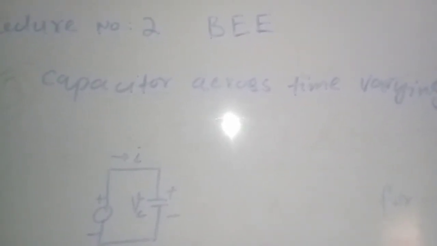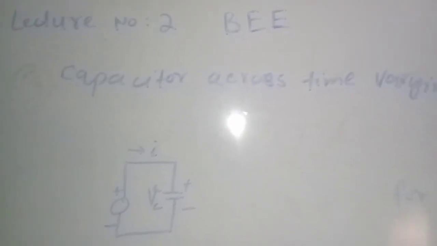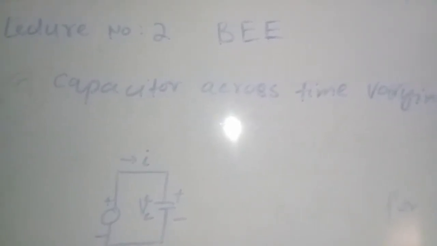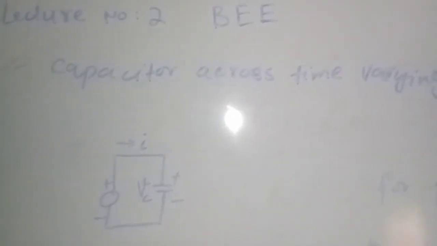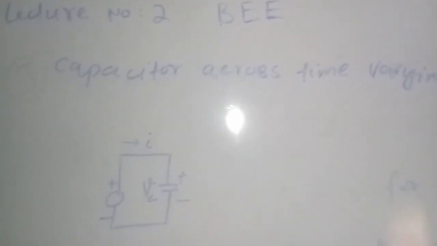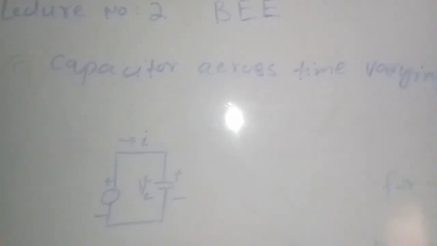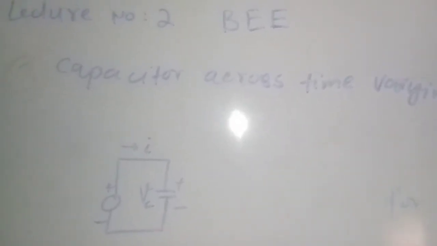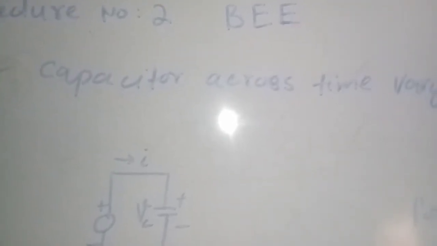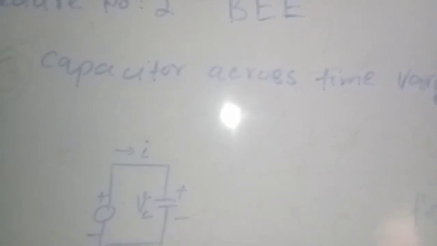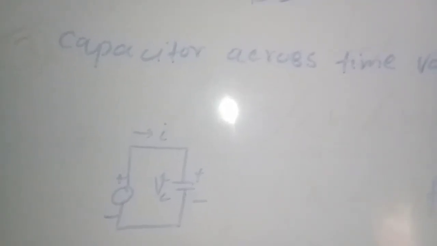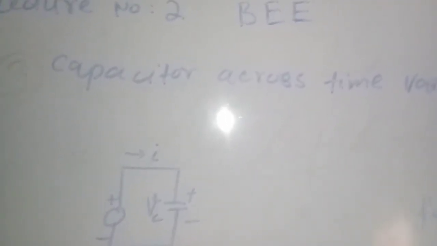In previous lectures we discussed some basic parameters of basic electrical engineering. We studied what electrical energy, potential difference, current, charge, and power are across AC and DC circuits. And we saw resistors across time varying voltage. Now in this lecture we discuss capacitors across time varying voltage.